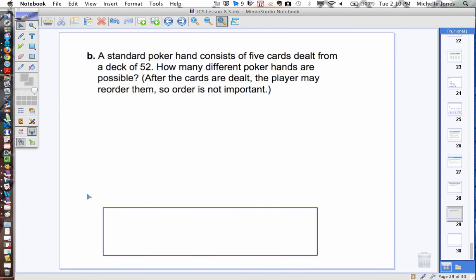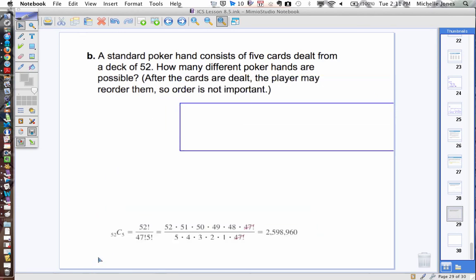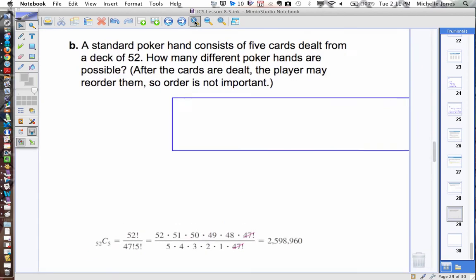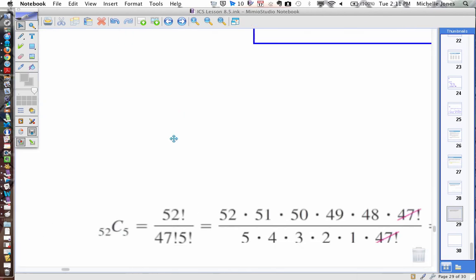Problem B says a standard poker hand consists of 5 cards dealt from a deck of 52. How many different poker hands are possible? And then there's a little note, after the cards are dealt, the player may reorder them, so order is not important. Order is not important, ding, ding, ding, combination. So how many do you have to choose from? You have 52 cards to choose from. That's the number of elements, 52 cards. How many are you picking? 5. So let's zoom in a little bit. So it's 52 choose 5.